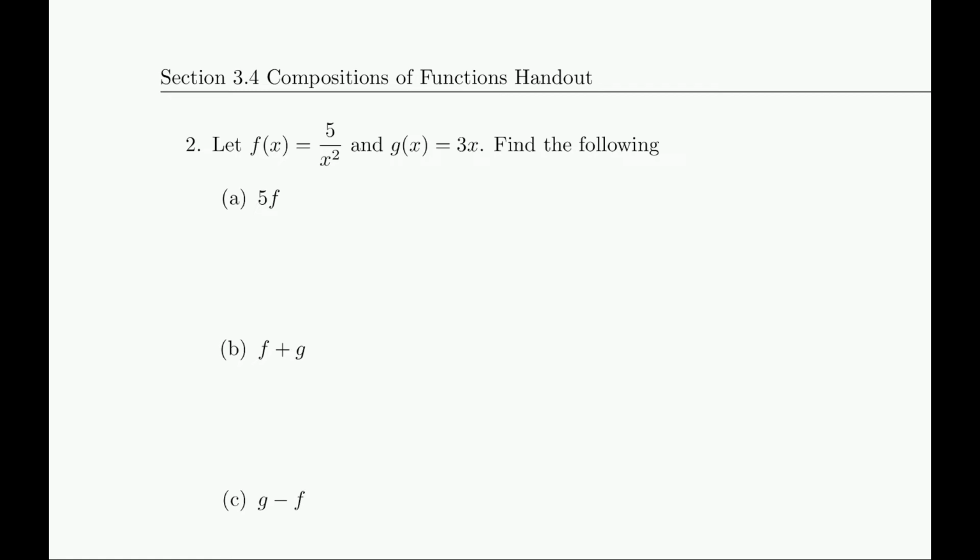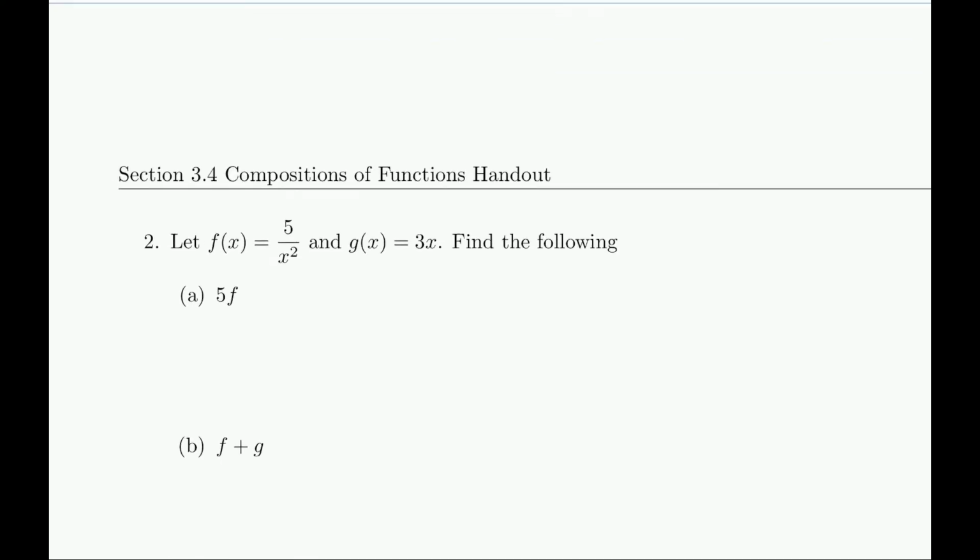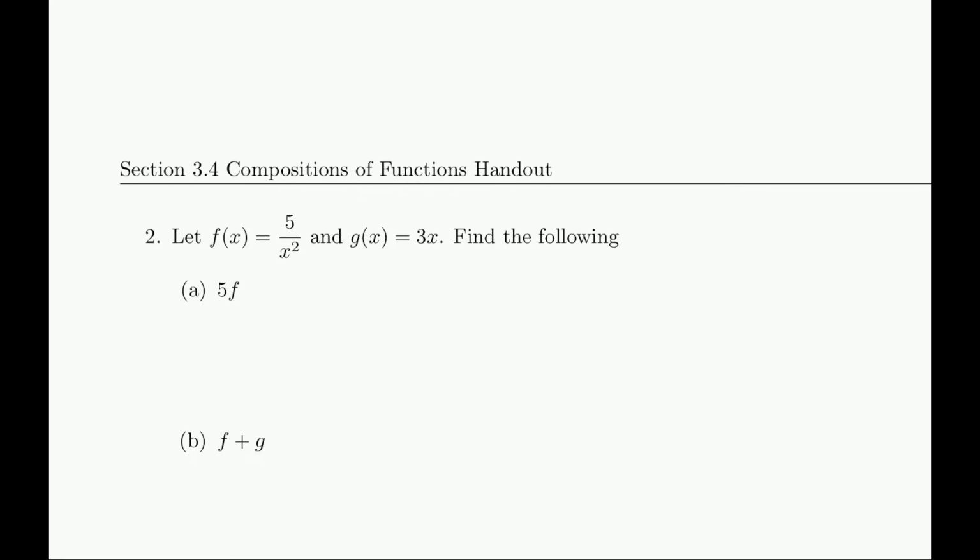Same type of problem. So what are we doing in this example problem? We've got two functions. Okay, we have f of x, which is 5 over x squared, and we have g of x, which is 3x. So those are just two separate functions. And then we have several things that we want to find here: 5f, f plus g, g minus f, times g, f over g, g over f, and g of f, and f of g, right? So these are just going through all of those different types of operations that we had here. So let's try to work these out.